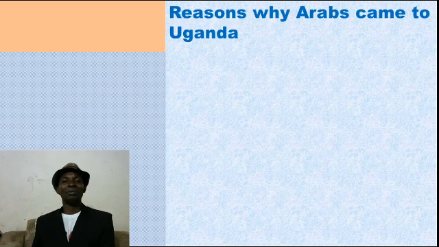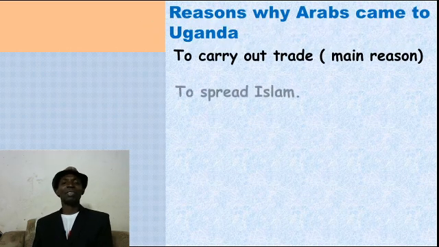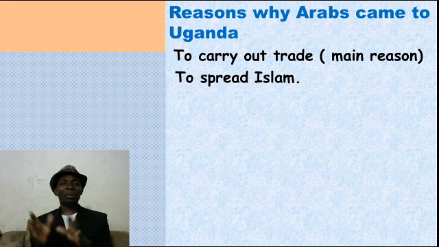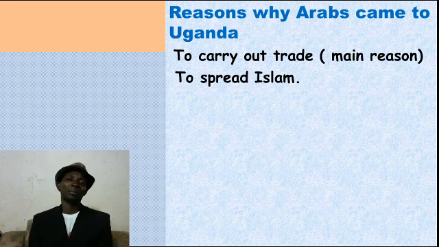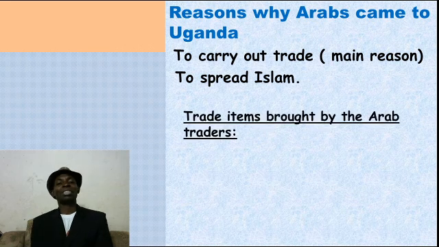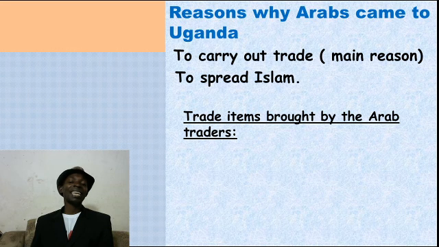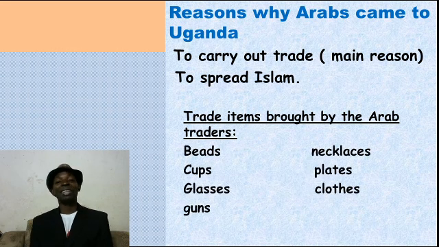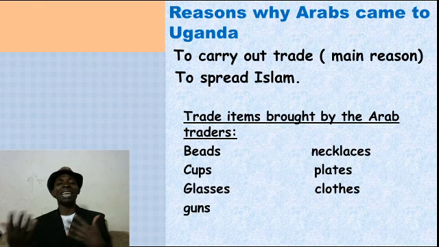Okay, we can move on. Reasons for the coming of the Arabs. The main reason was to carry out trade. The second was to spread Islam, to teach people the word of Allah. Since they were traders, they came with different trade items.